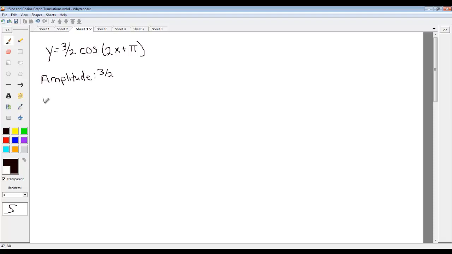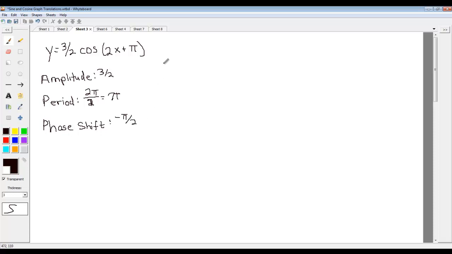Then the period is going to be 2 pi divided by the b, which is 2 in this case. So that ends up being pi. So we have a horizontal squish, because the period's only pi instead of 2 pi. It's not going to be stretched out to 2 pi. And then the phase shift is c over b, which is going to be negative pi over 2.